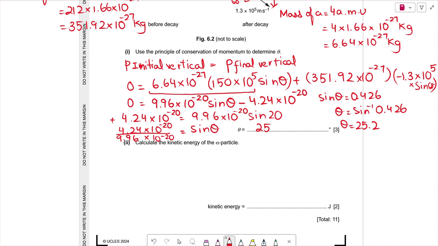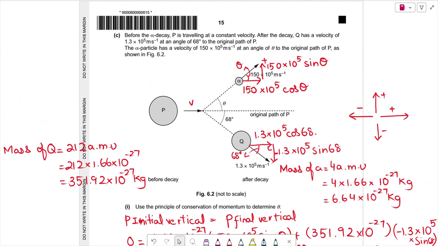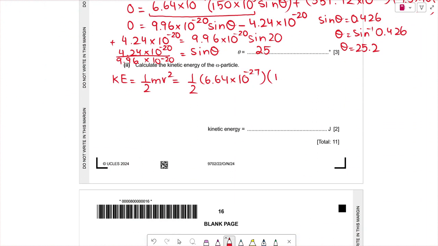Now in the last part, he wants us to calculate the kinetic energy of the alpha particle. The formula for kinetic energy is half mv square. We know the mass of the alpha particle, that is 6.64 into 10 to the power of minus 27, and we know the velocity of the alpha particle. We'll use the resultant velocity, neither the horizontal nor the vertical component. So the resultant velocity is 150 into 10 to the power of 5, whole square. You put the entire expression on your calculator and we get 7.5 into 10 to the power of minus 13 joule.